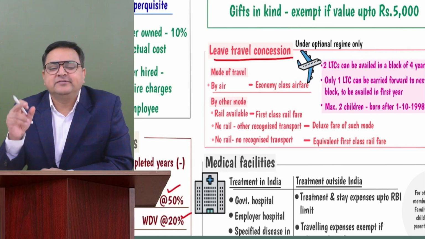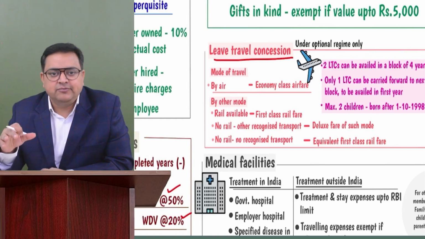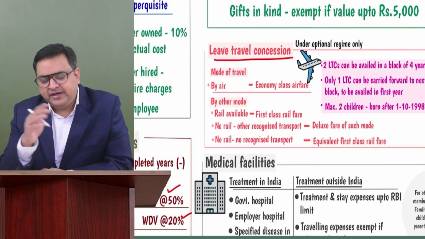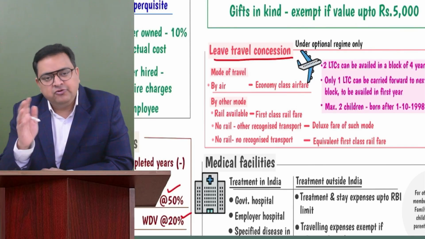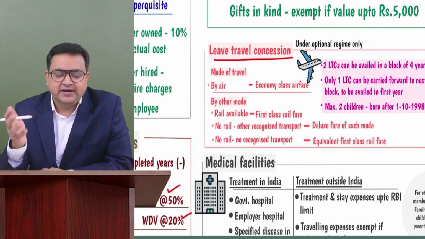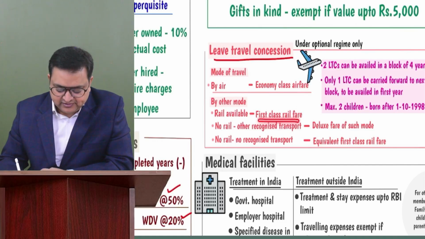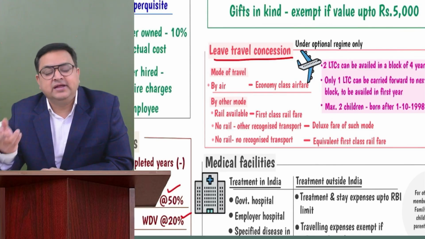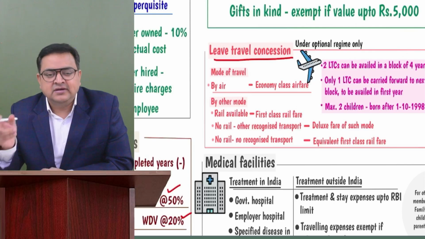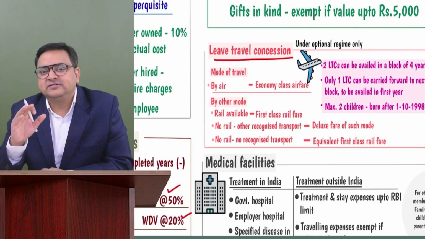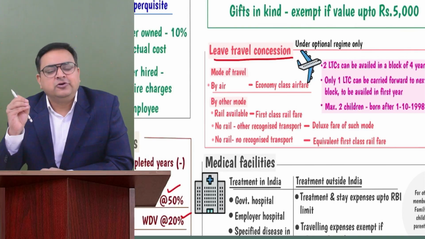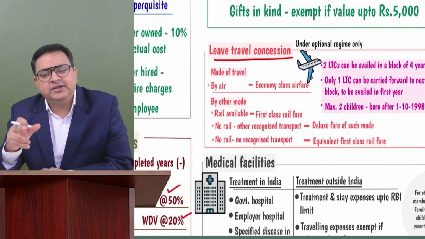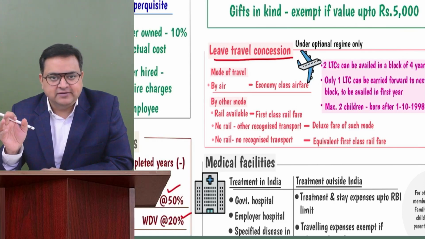But if the mode of travel is any mode other than air, then we will see whether the train is available wherever the assessee has traveled. If the train is available, then we will take the first class rail fare. If train is not available, but any other recognized system is available, then we will take the deluxe fare of that class. If neither the train nor any other recognized mode of transportation is available, then we will see what would be the deemed rail fare value. We would be exempting it, right?